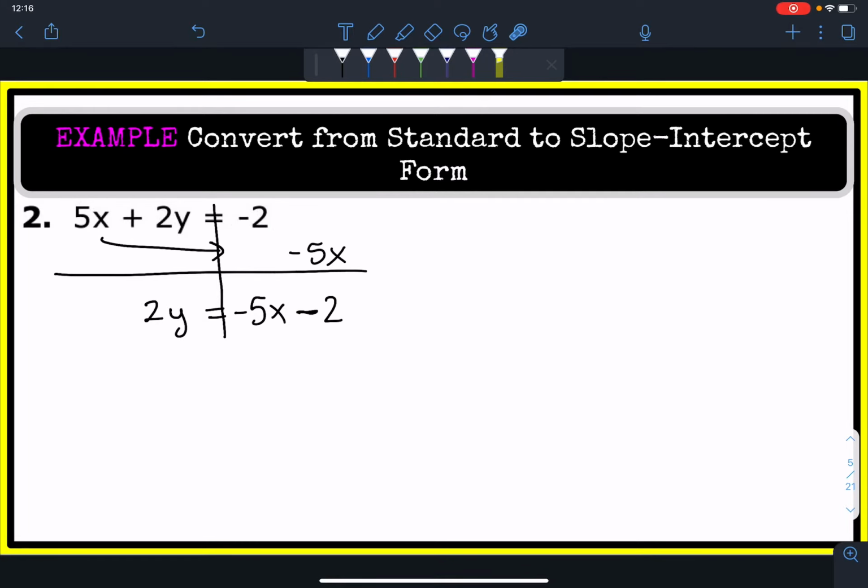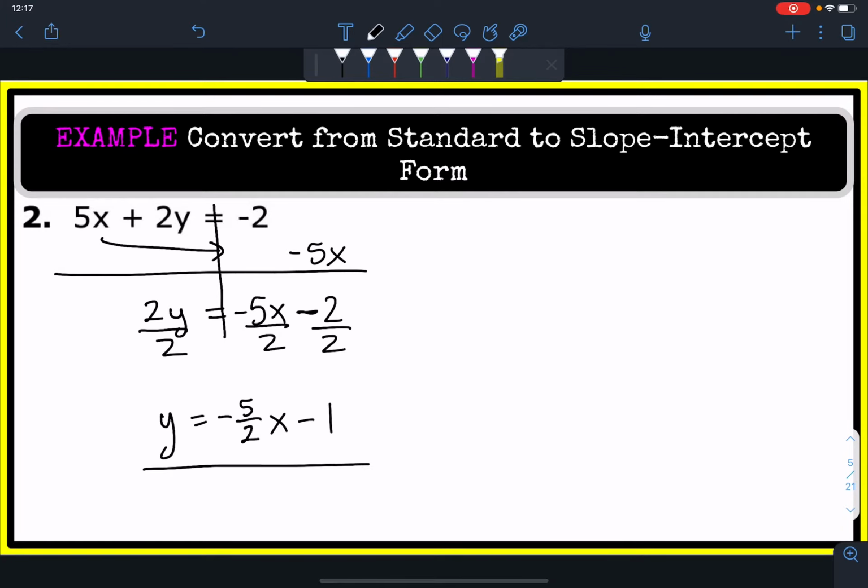Our last step is now to divide by 2. So we're going to divide by 2. So y is equal to -5 over 2x, and dividing a -2 by a +2 is equal to a -1. So that's the result.